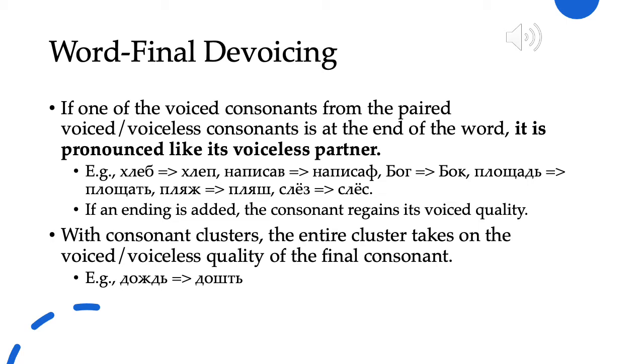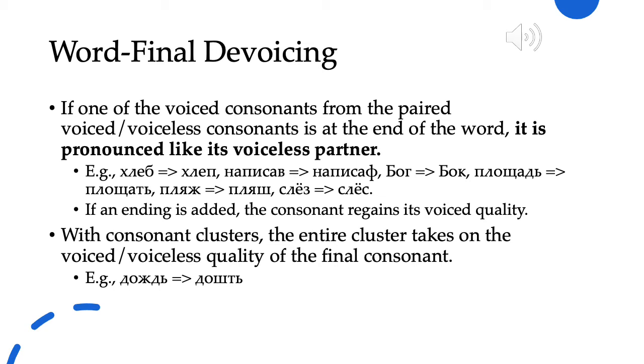So when we add an ending to khlyep, we get khleba. When we add an ending to slyos, we get slyozy. So for example, the nominative plural is slyozy, and then the genitive plural is slyoz. And so that's a handy tip for heritage speakers. For non-heritage speakers, like I said, you're probably not going to have a problem with the spelling. The problem is going to be in the pronunciation. And so you just have to remember to devoice most of your consonants if they're at the end of a word.